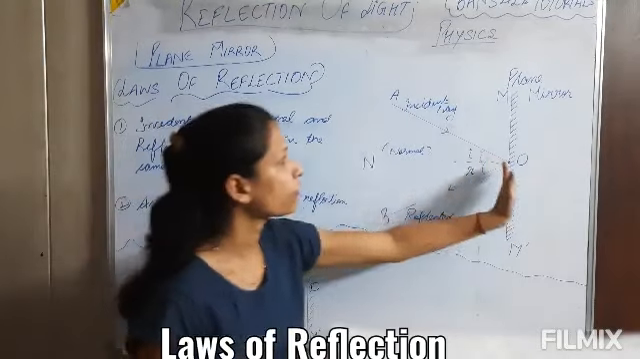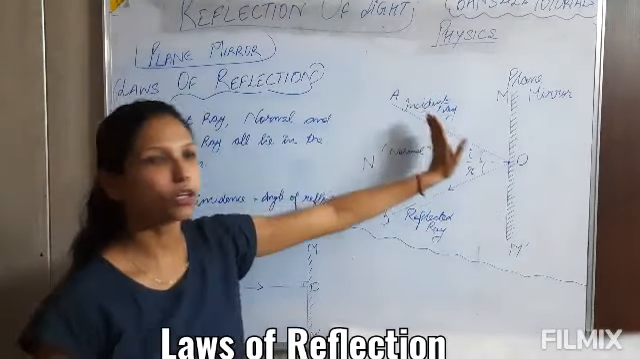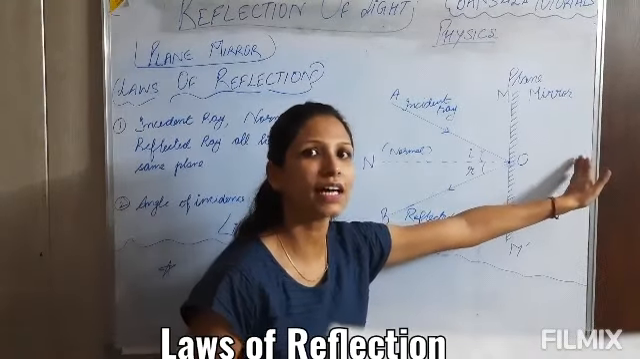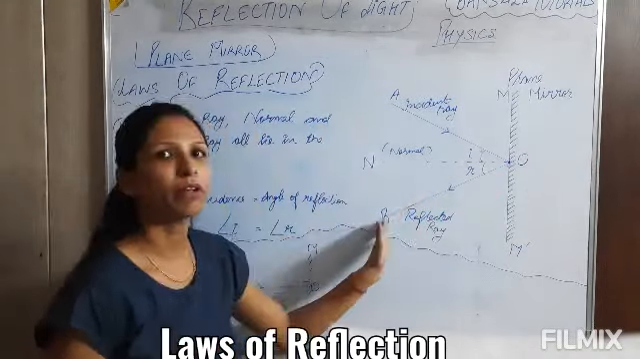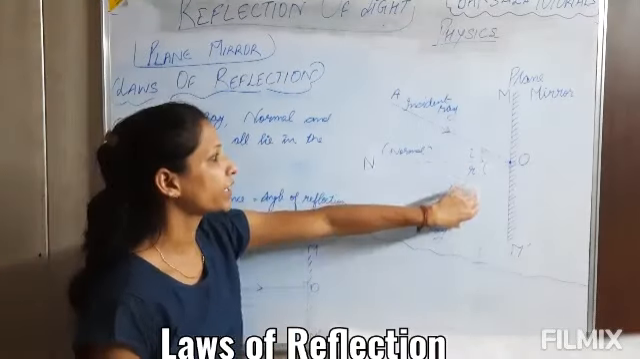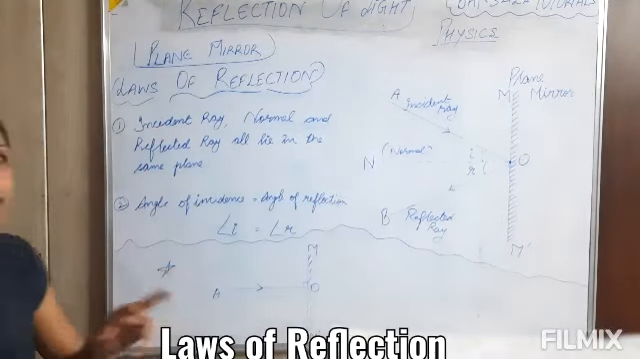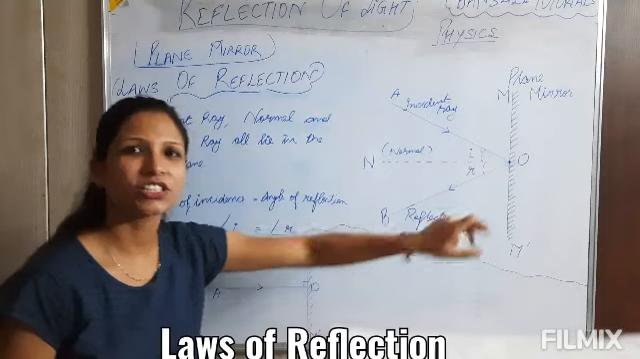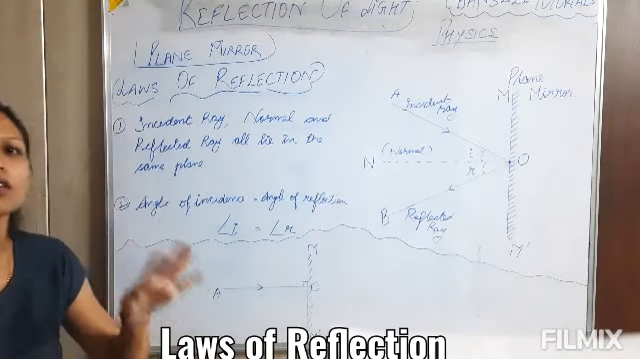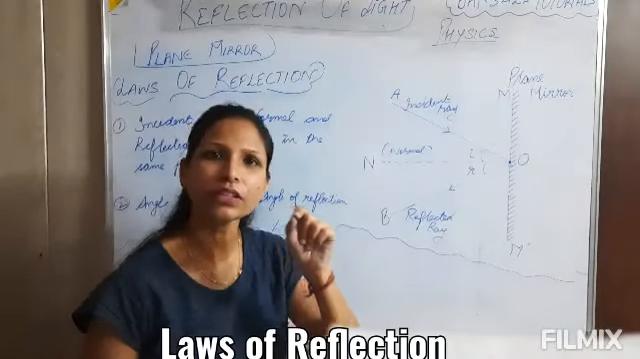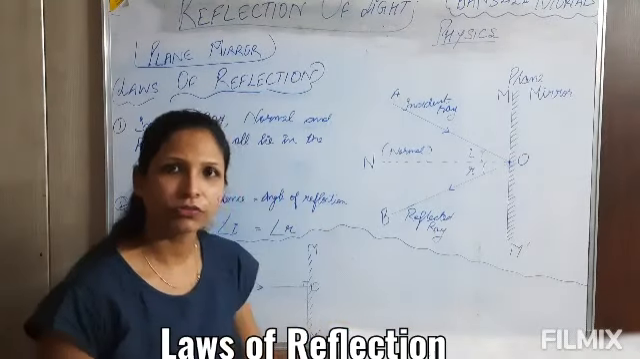Means the incident ray falls on this side of the plane mirror, then the reflected ray will not go towards this side. It will lie in the same plane, and so the normal will also lie in the same plane. Next rule is that angle of incidence is equal to angle of reflection. This is the law of reflection. Angle of incidence is always equal to the angle of reflection.